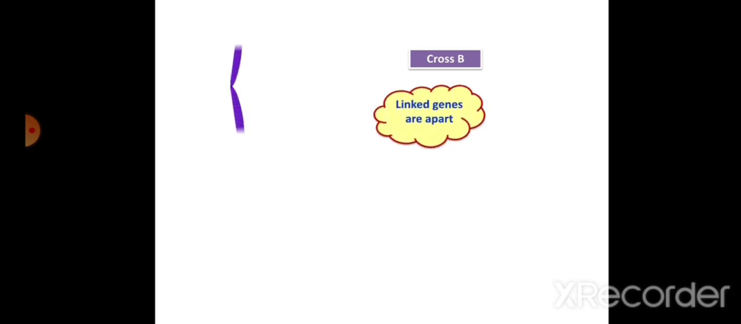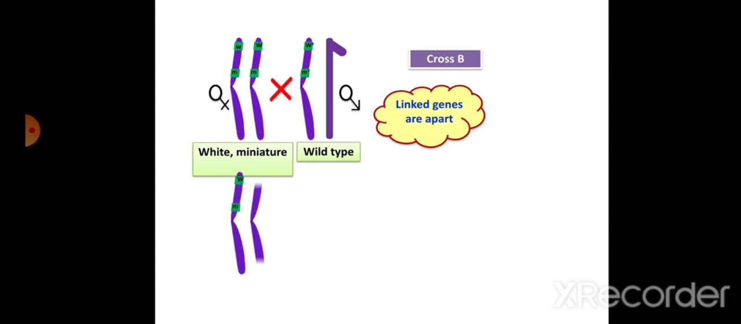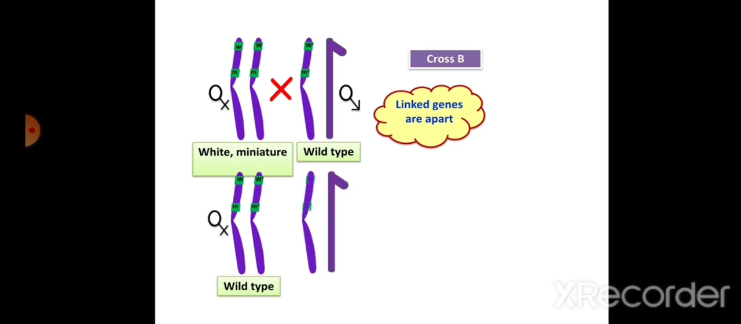Let's try to understand once again by taking another example, that is cross B. If the genes are a little away from each other, then what happens? So let's take two organisms with white color of the eye and small wings, which is called miniature wing. The female is crossed with the wild type, which has red eye and normal wing.